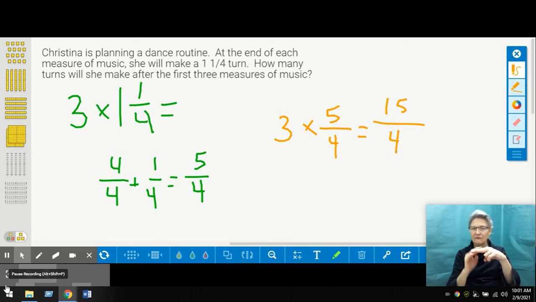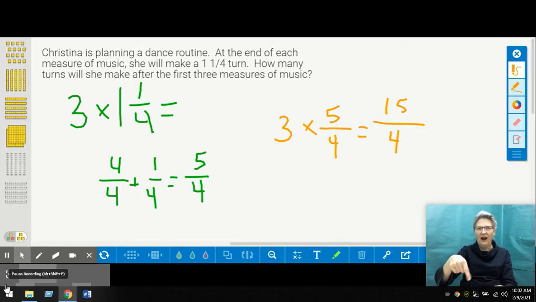But I need to make sense of that because if I ask how many turns will she make after the first 3 measures of music, 15/4 doesn't really make sense in this situation. So I need to take this fraction greater than 1, 15/4, and rename it as a mixed number, because this is telling me that she's making 15 quarter turns. Well, what is that in a mixed number? I know that 4/4 turns, or 4 quarter turns, is equivalent to 1 full turn.